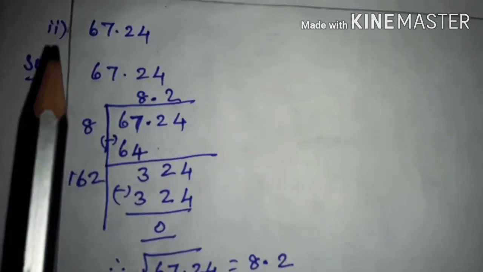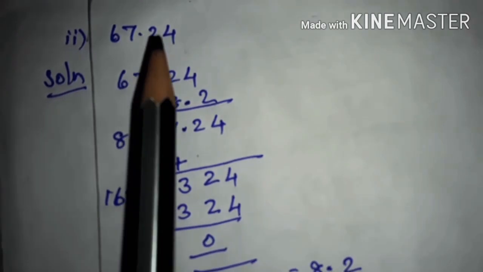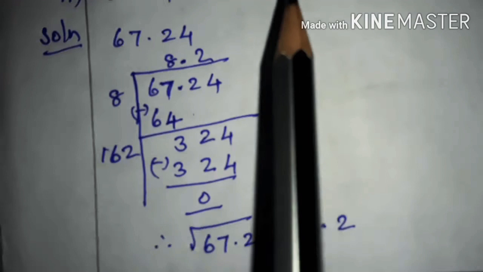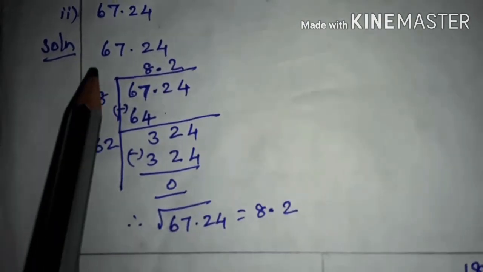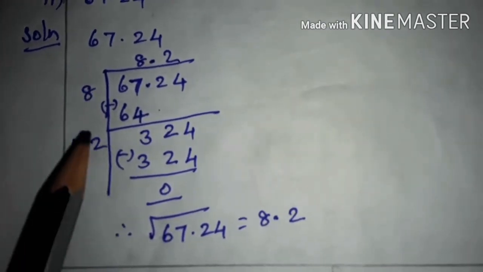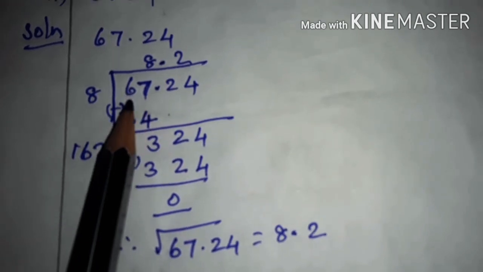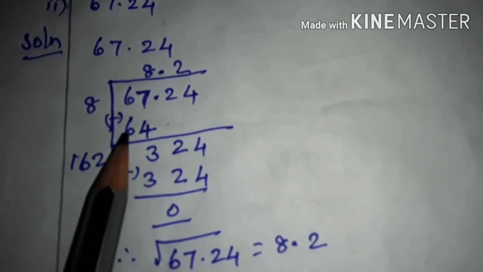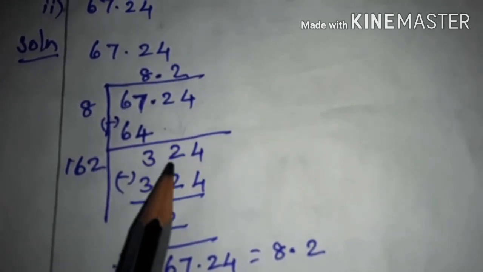Let's see the next sum, 67.24. Here also they have given a decimal. In the same way, you can remove the decimal, convert it into a square number and take the square root. Or you can directly use the long division method to find the square root of decimal numbers. Here, 67.24. First we take 67. 67 is nearly 8 square, that is 8 into 8, 64. When we subtract, we get 3. And we bring down the next two numbers, 24.